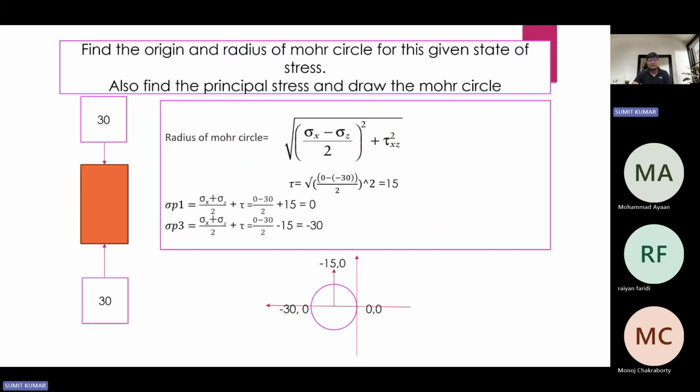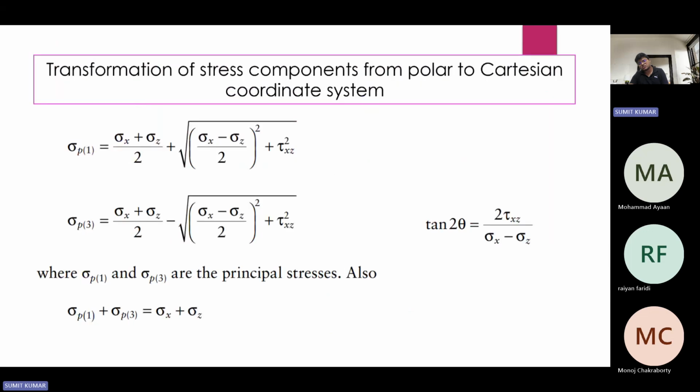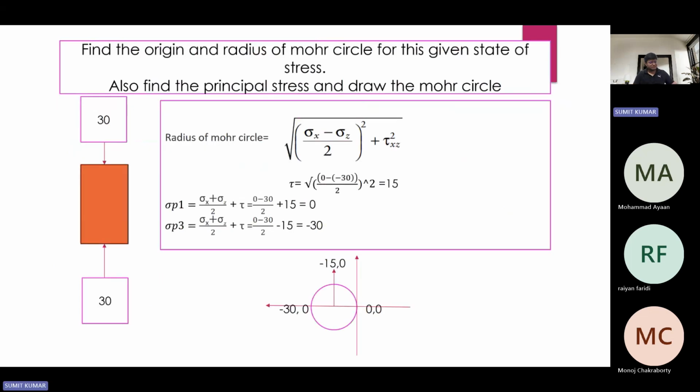Hence, now let's move to the problem associated with these equations. That is, sigma p1 is equal to sigma x plus sigma z by 2 plus root under sigma x minus sigma z by 2 square plus tau xz square. On the basis of this, the problem is presented over here. This is a very simple problem. The problem asks to find the origin and radius of the Mohr circle for the given state of stress.